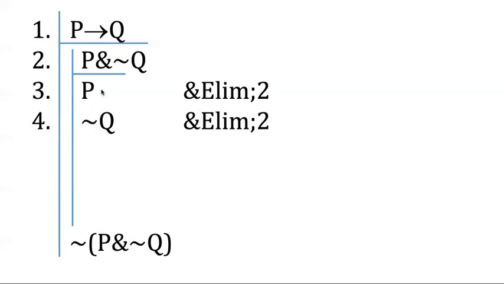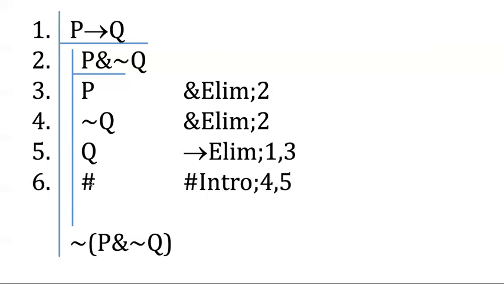Now, P has appeared, but it's not because I just assumed it. That would have been a dead end. I've earned my right to P inside this reductio because I got that conjunction. Now that I have this, I can do arrow elim. So I just cite line 1 and line 3, and that's how I get Q down here. Now that I have Q and not Q, it's clear to me how the reductio is going to end. That's going to be the basis of my contradiction.